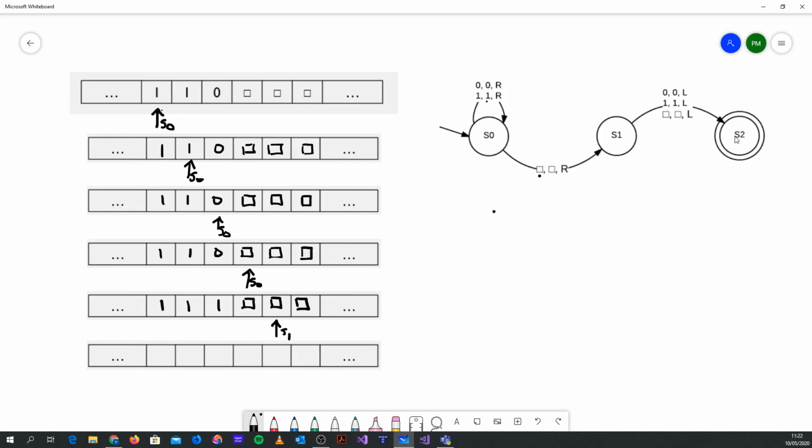Now we're at S1, and we read a space, we write a space, and move left. So we move left, and we've transitioned from S1 to S2. And obviously because we've written the same data back, the data remains the same.